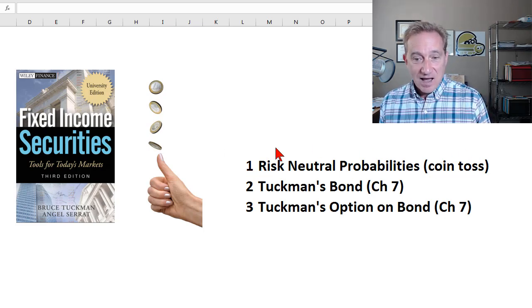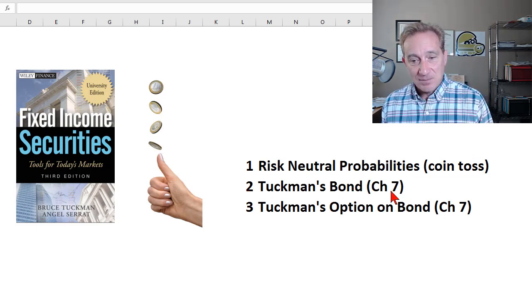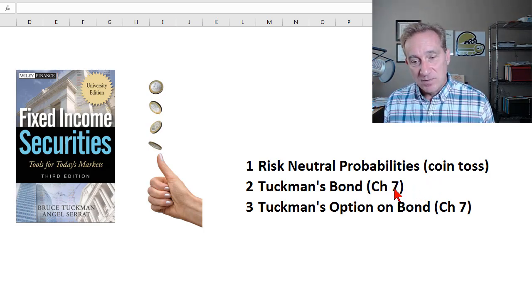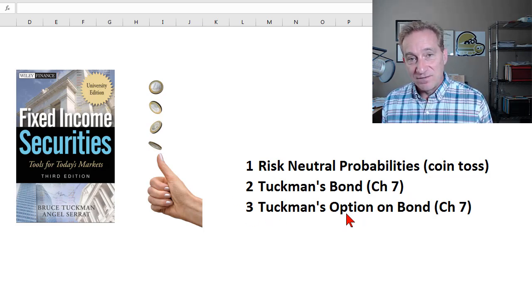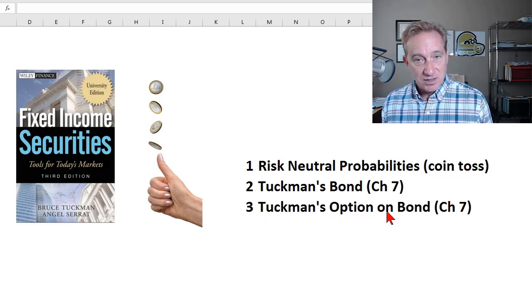And then, having defined the concept, in the second sheet, I've replicated Bruce Tuckman's example in his chapter 7, where he retrieves the risk-neutral probabilities that are implied by a 1-year zero coupon bond. We'll take those risk-neutral probabilities and go to the third sheet and use them to price or value an option on that same bond, so that's a contingent claim.